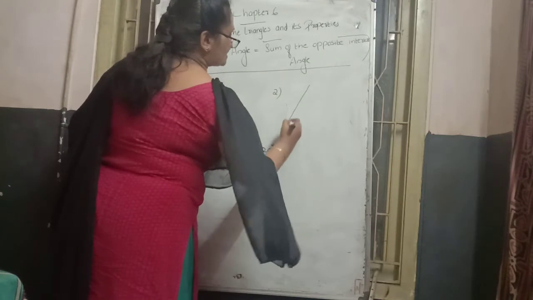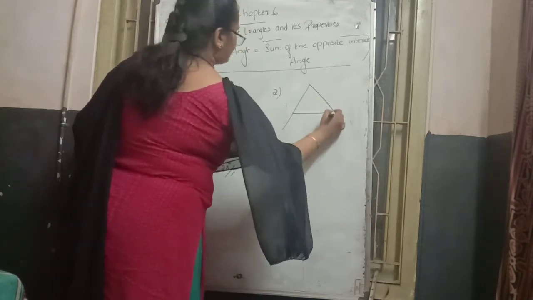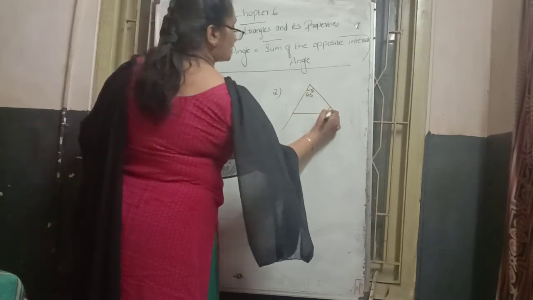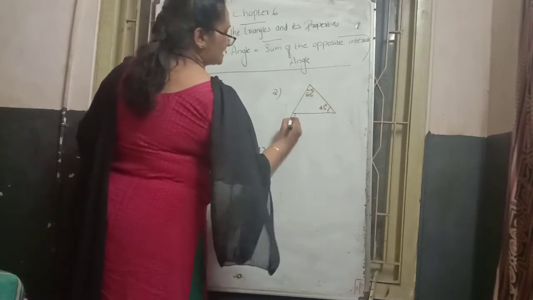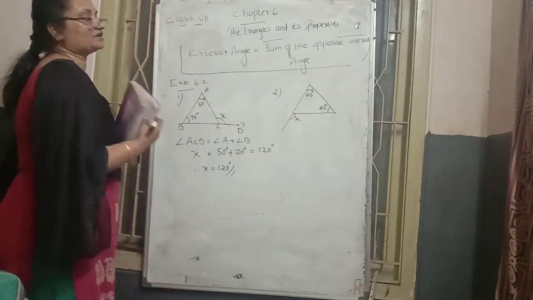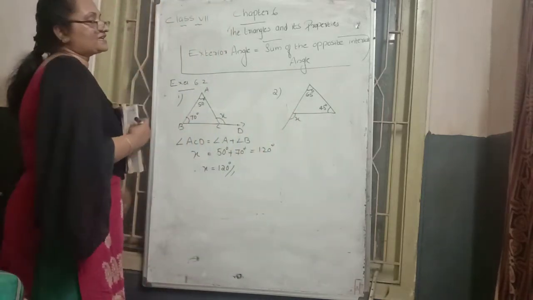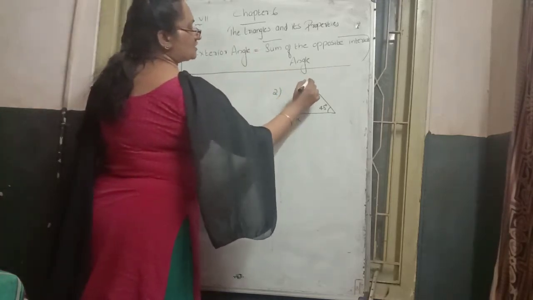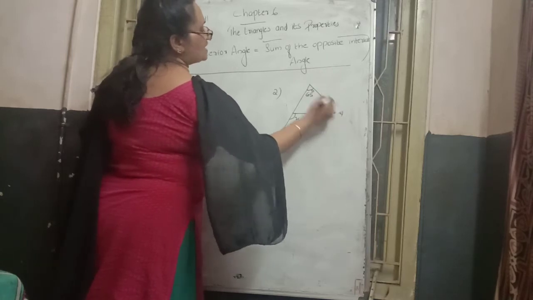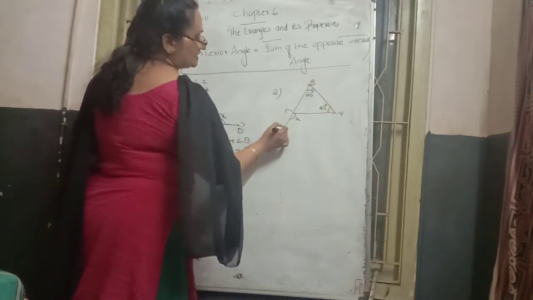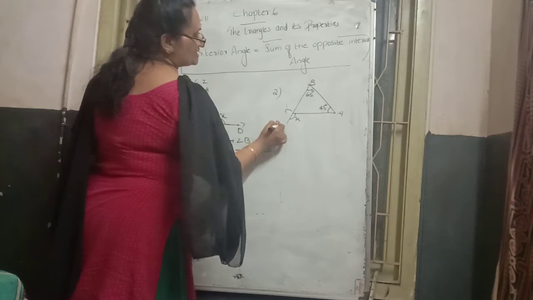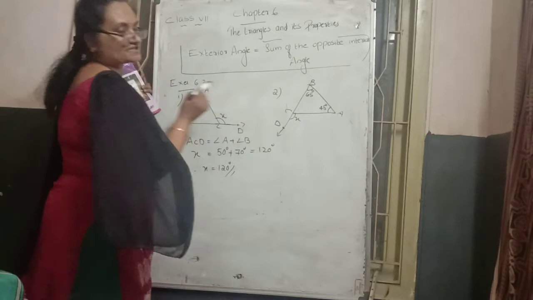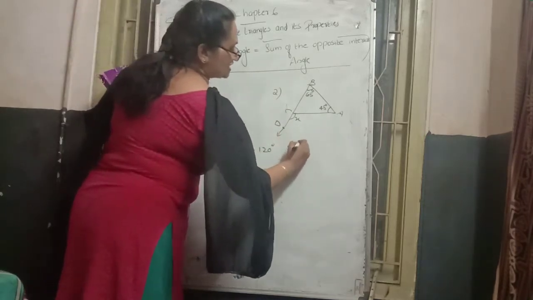Like this, a diagram is given. In this diagram, they give 65 degrees on this side, 45 degrees here, and x on this side, where the exterior angle is. For calculation purposes we can write A, B, C, and mark this point as D. Which part is our exterior angle? ACD is our exterior angle.